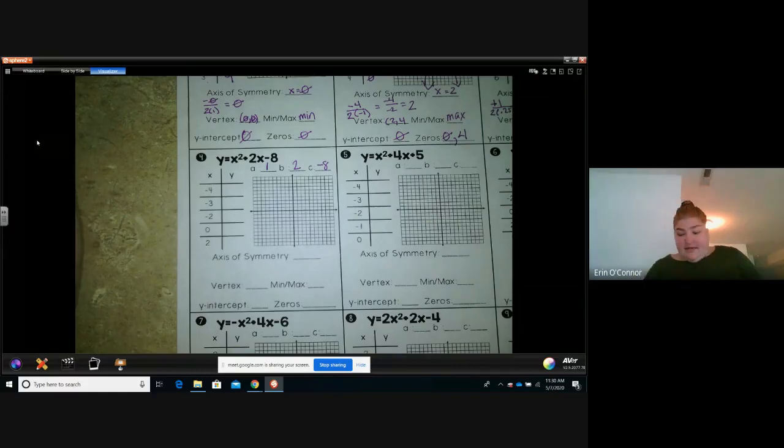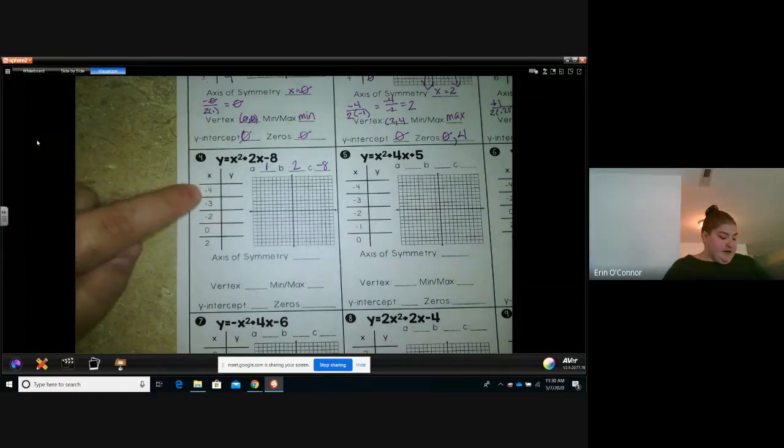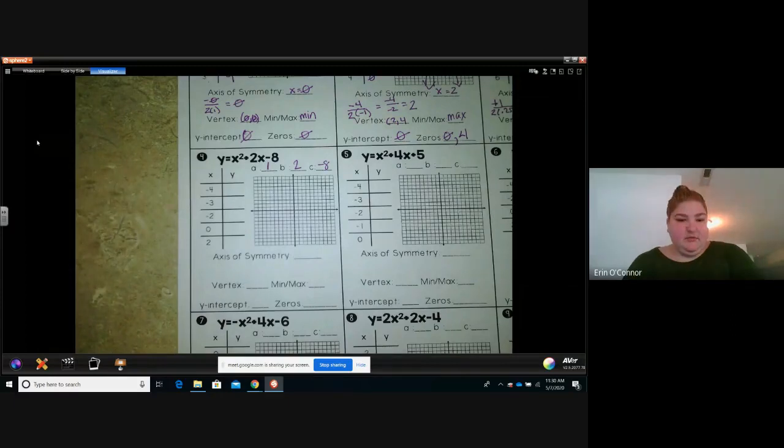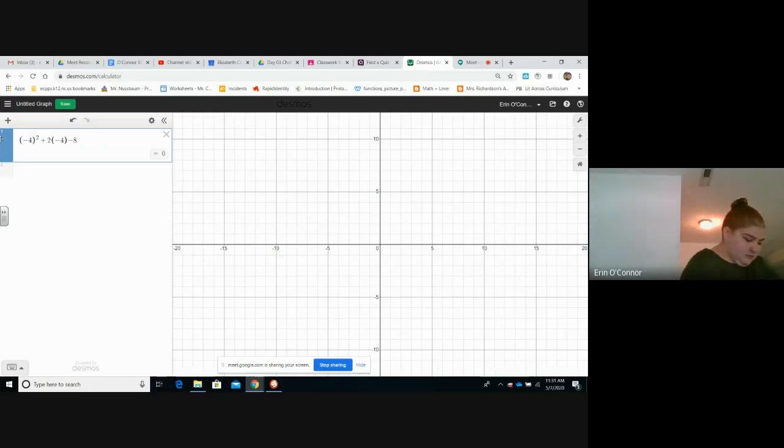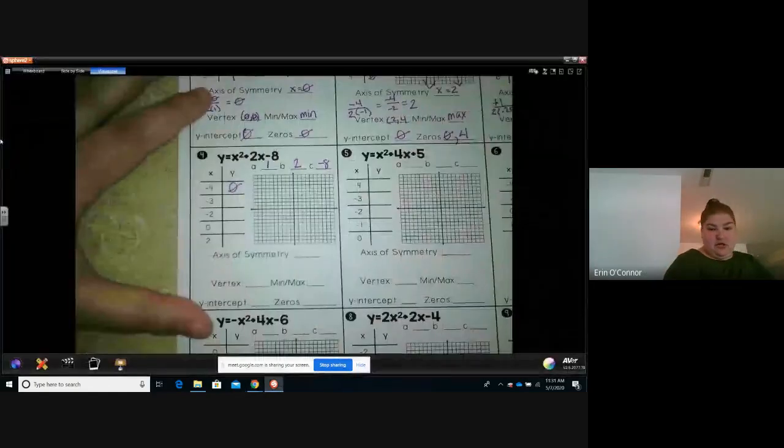Okay, so let's practice this. We're going to plug -4 in. I'm going to put this into Desmos, and we'll plug all of them in to make our lives easier. So we do, let me erase all this first, -4 squared plus 2 times -4. Remember, always in parentheses, minus 8. Okay, so the first one is 0. So I should get a 0.